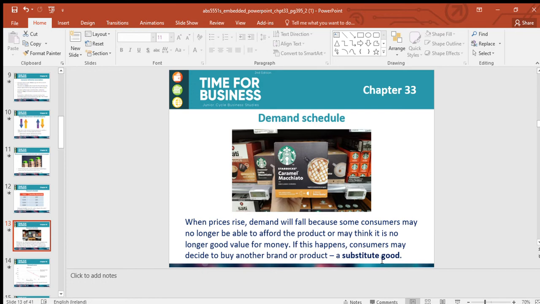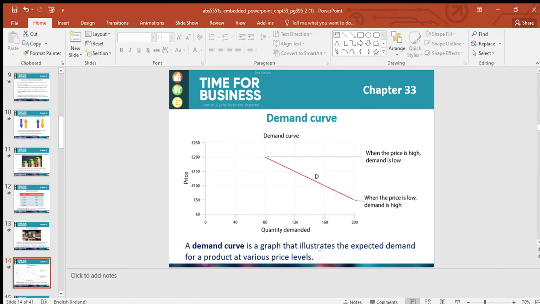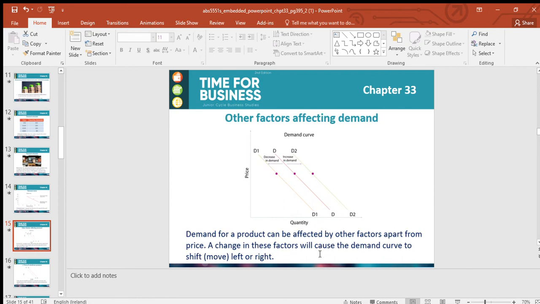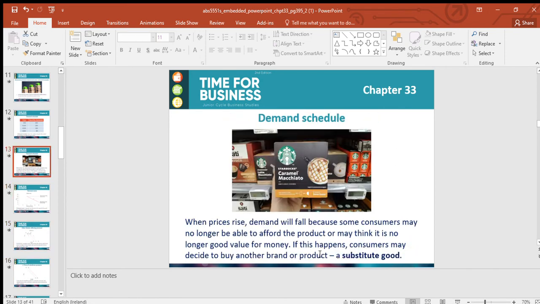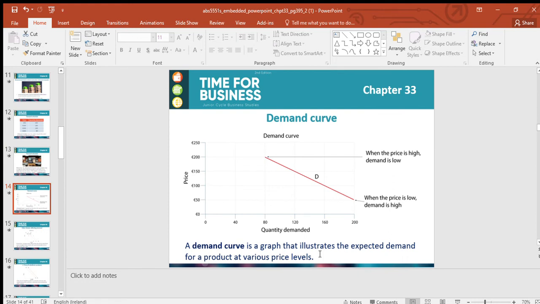So that's what we're looking at here for demand schedule, and now substitute good as well. Substitute good is when you decide to buy a different product instead. Just in case you're not sure of it, I will be getting you to write some of the notes down. So this is the final thing we're going to be looking at over the next couple of slides. This stuff is very important, by the way. It's important that we understand what we're going through.